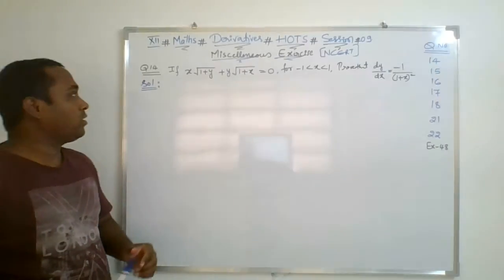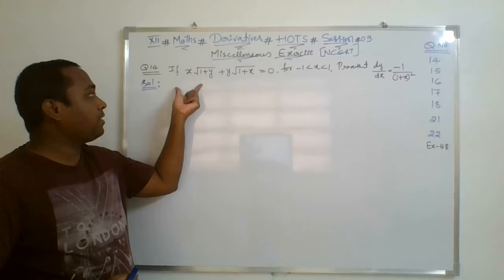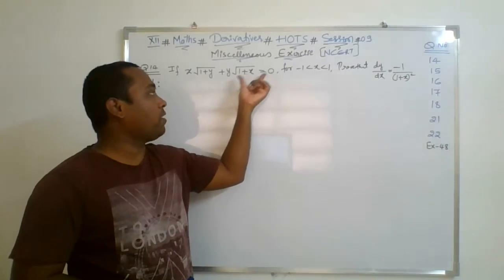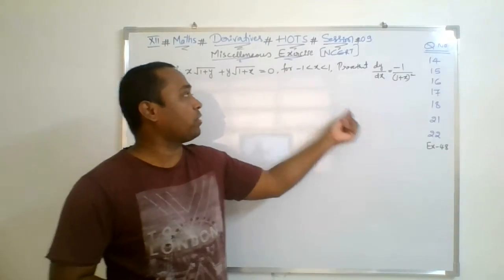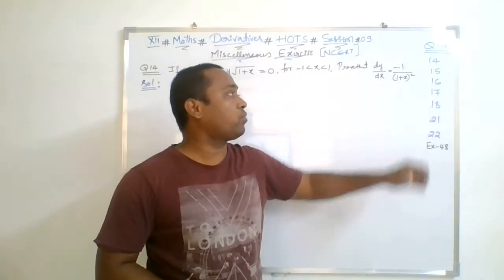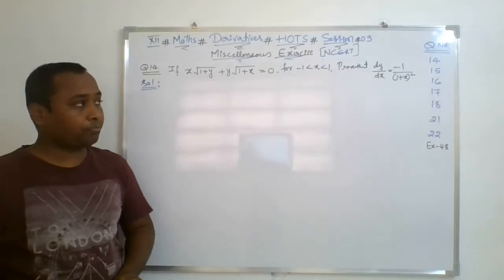So what is question number 14 in the textbook? x into under root of 1 plus y, plus y into under root of 1 plus x, is equal to 0, where x lies between minus 1 and 1. Then prove that the derivative of this function is minus 1 upon 1 plus x the whole square.